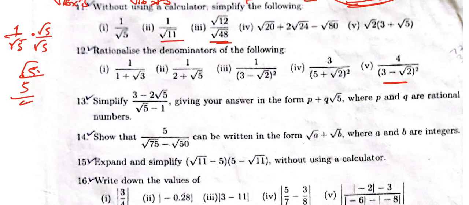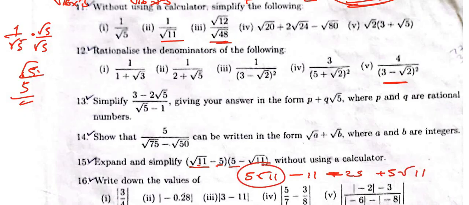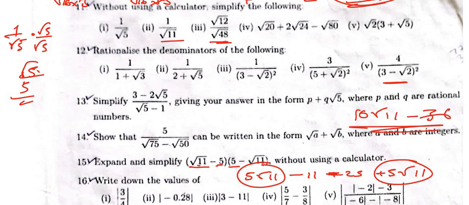You know how we multiply, like here, root 11 times 5. You're okay with 5 root 11, right? Root 11 times root 11, that's just 11. Then negative 5 and 5, that's going to be negative 25. Negative 5 plus this is plus 5 root 11. So this can be added with that. That's going to be 10 root 11 minus, that's a 36. So just leave it there. It's okay.